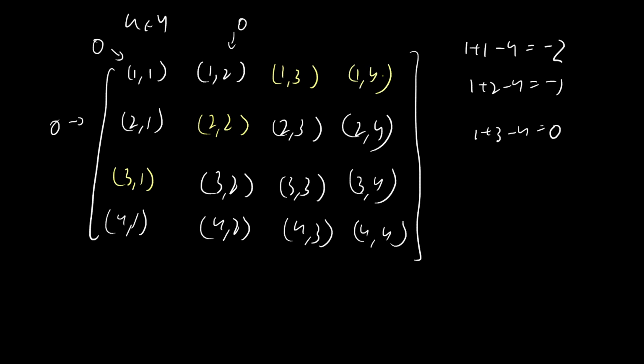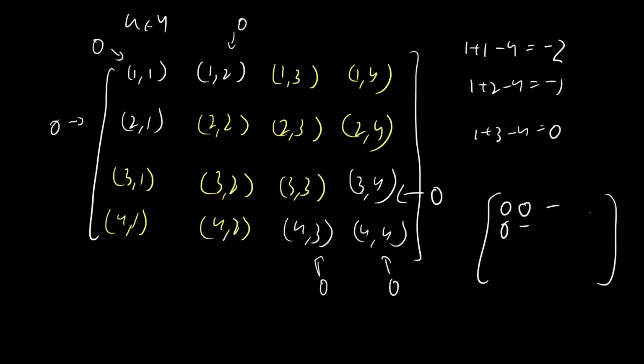Same can be obtained for here. Now in a similar way, the sum will be 5 minus 4, the sum will come out to be 1, and in this case the sum will come out to be 2. And in this case the zeros will be these. So our final matrix will look something of the order 0, 0, 0, 0, 0, 0.